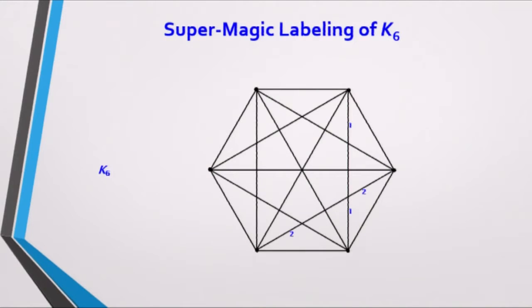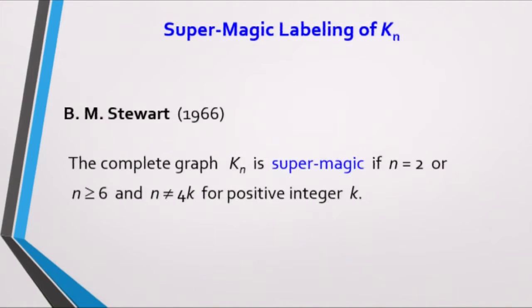And then he gave supermagic labeling for K6 and K7. With the time that I have, I'm going to just show you K6 only here. And then he goes on to state, okay, we could find a supermagic labeling for every complete graph larger than or equal to 6, as long as that number is not a multiple of 4. Okay.